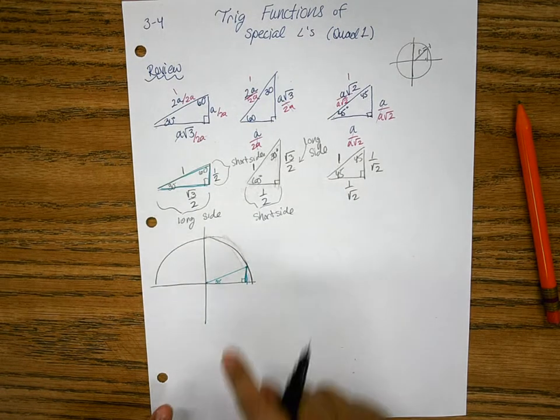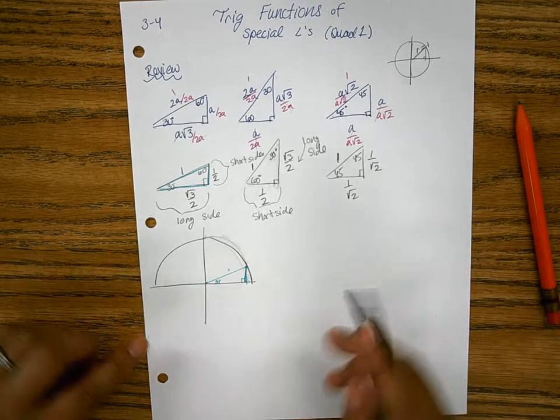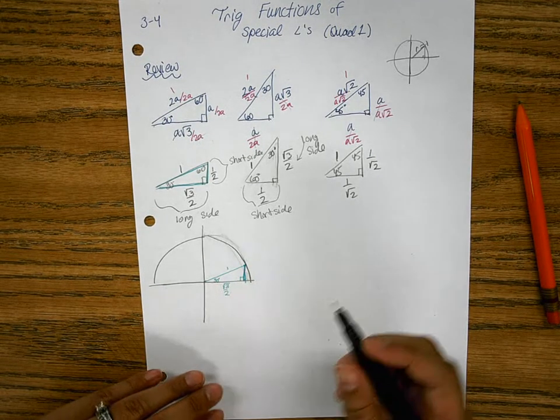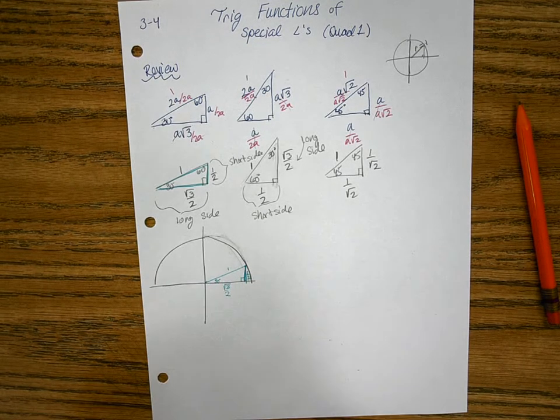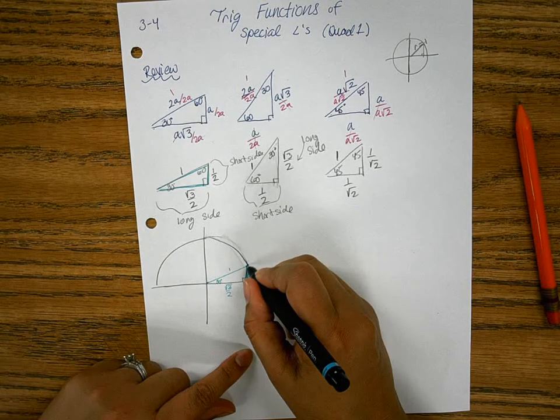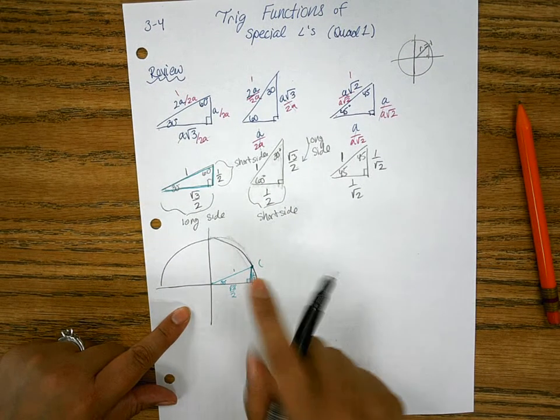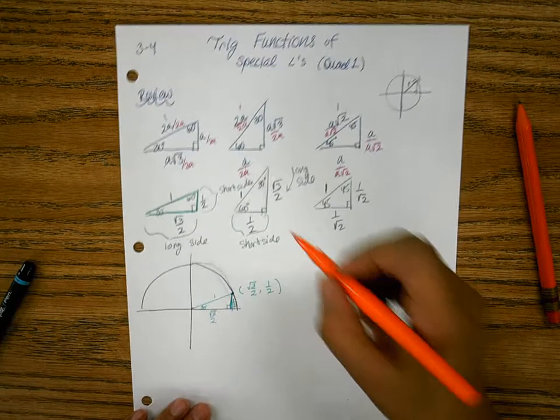And on a 30 degrees, remember the hypotenuse will always be 1 because we're dealing with the unit circle. The long side will be root 3 over 2, and the short side is going to be the 1/2. Now when you write this as an ordered pair, because you will, you went to the right root 3 over 2 and up 1/2, so it's root 3 over 2 comma 1/2.